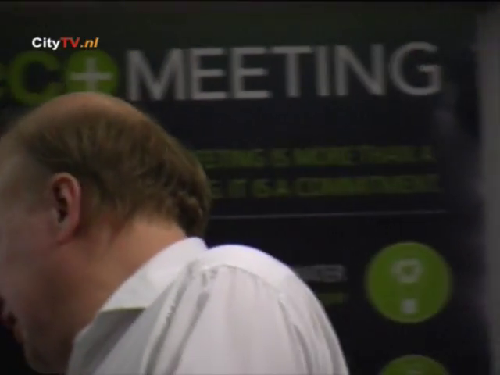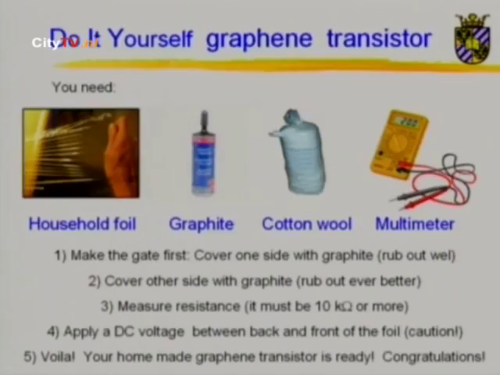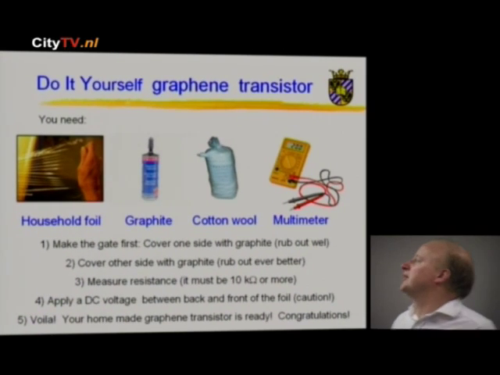Certainly not a uniform layer, absolutely not. But it seems to indicate that the critical conduction path is actually determined by a single layer. Because if I had 10 layers, I would not measure 5 kilo ohm, I would have measured 500 ohm, 10 times as small. So then I came up with the idea of how you make your own graphene transistor.